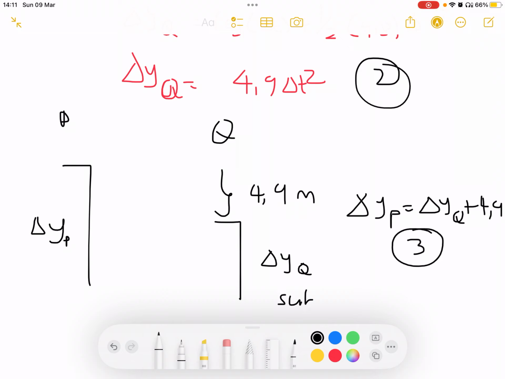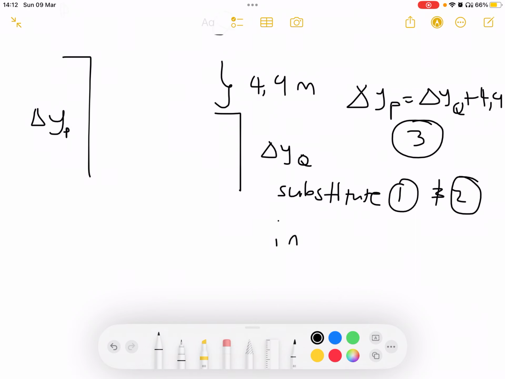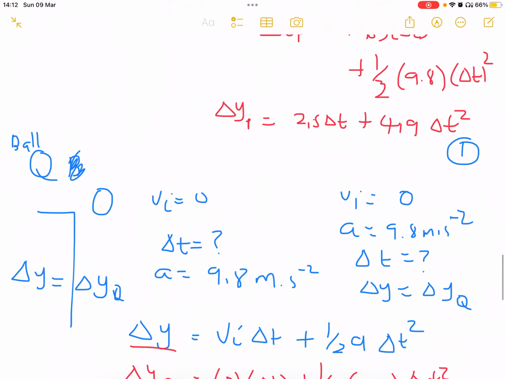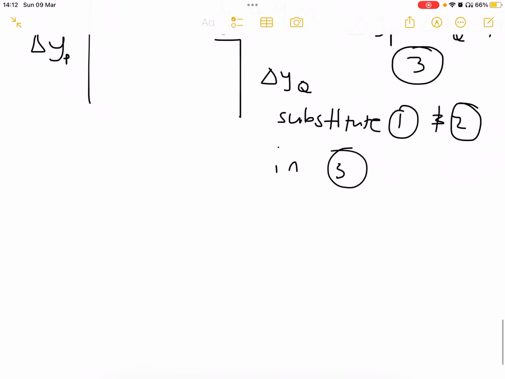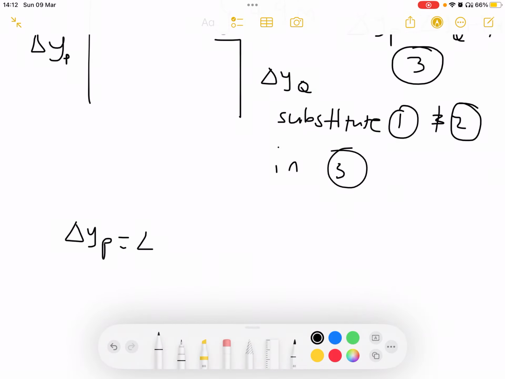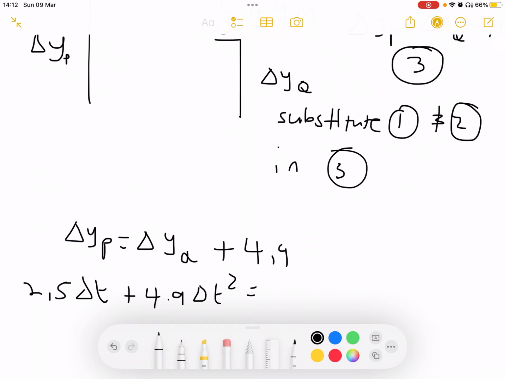So we'd have to substitute equations 1 and 2 in equation 3. Remember we said delta yp is what? Delta yp is 2.5 delta t plus 4.9 delta t squared. Let me first rewrite delta yp is equal to delta yq plus 4.9. Then 2.5 delta t plus 4.9 delta t squared is equal to, we said delta yq was what? 4.9 delta t squared plus 4.9.